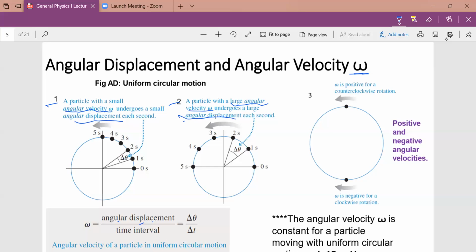We know the definition of velocity in our linear case: velocity is the change in displacement over time. So angular velocity, using the symbol omega, is simply the angular displacement over the time interval. We see the angular displacement for each of these motions. So the change in the angular displacement over time will give us the angular velocity.